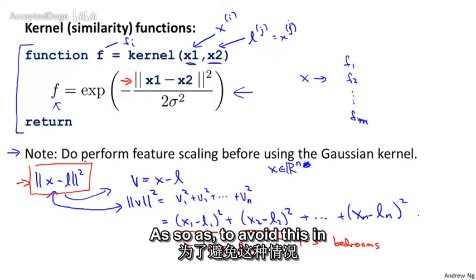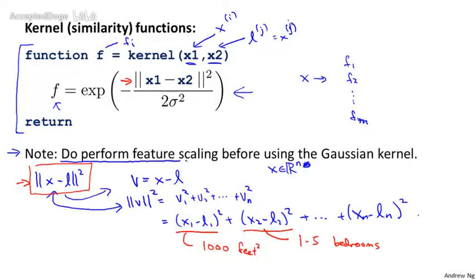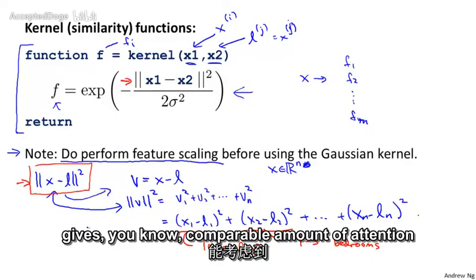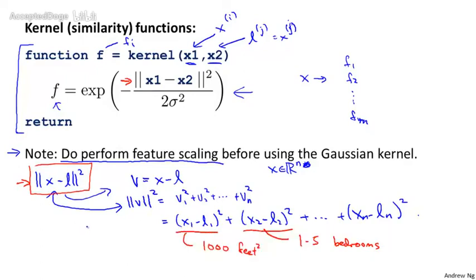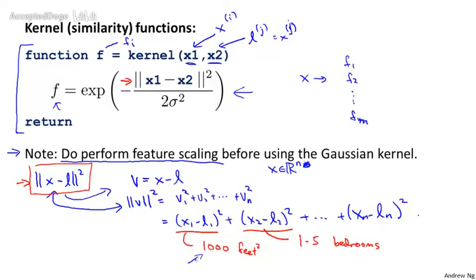And so to avoid this, in order to make an SVM work well, do perform feature scaling, and that will make sure that the SVM gives comparable amount of attention to all of your different features, and not just to, in this example, the size of the houses, while ignoring the other features.